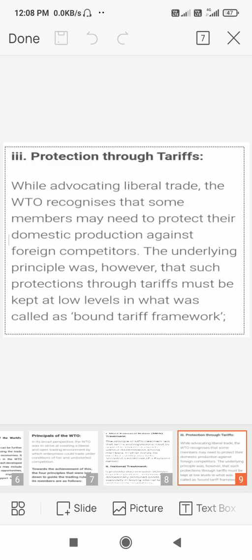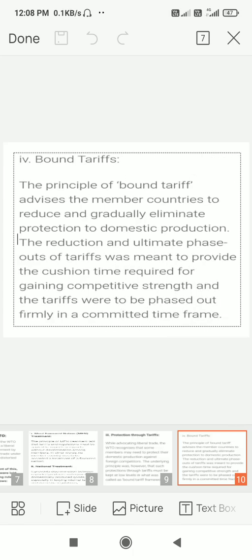Underlying this principle, however, such protection through tariff must be kept at a low level, what is called a bound tariff framework. Okay, so what is the bound tariff framework? I will tell you in the next slide. It is called a bound tariff. Written there: the principle of bound tariff advises the member countries to reduce and gradually eliminate protection to domestic production. Okay, so listen carefully. This principle of bound tariff advises the member countries to reduce and gradually eliminate protection to domestic production.